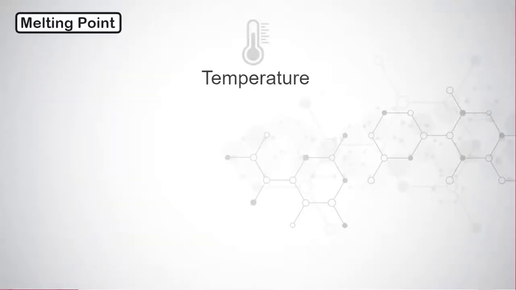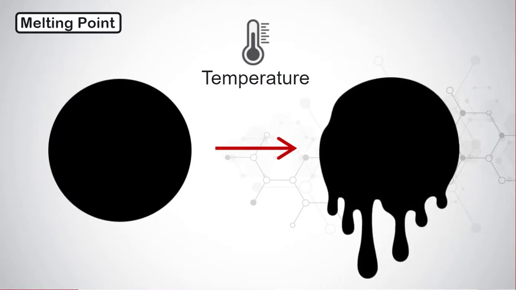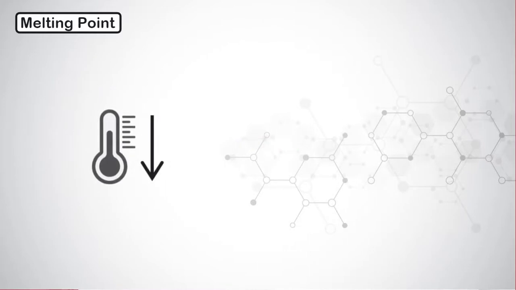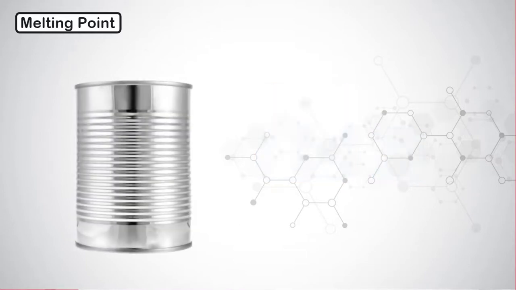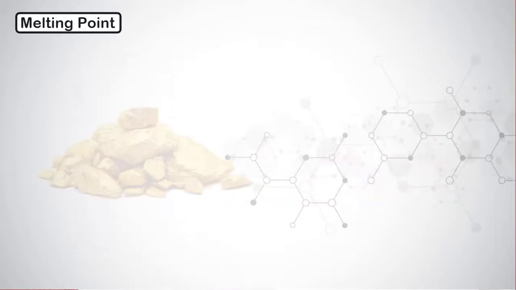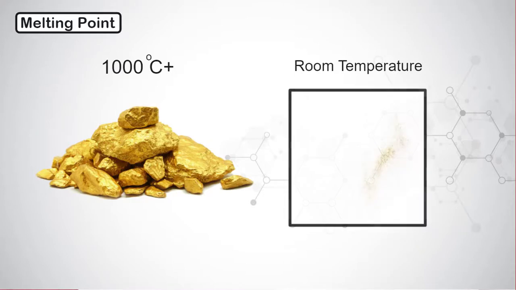Melting point is the temperature that causes a solid substance to melt. Nanostructures present melting point depression. This is a lowering of the melting temperature that is related to the decrease in size. The melting point of tin-silver alloys is 222 degrees Celsius, but tin-silver nanoparticles present a melting point of 209 degrees Celsius. Gold has a melting point of above 1000 degrees Celsius, but small gold nanoparticles can melt at room temperature.